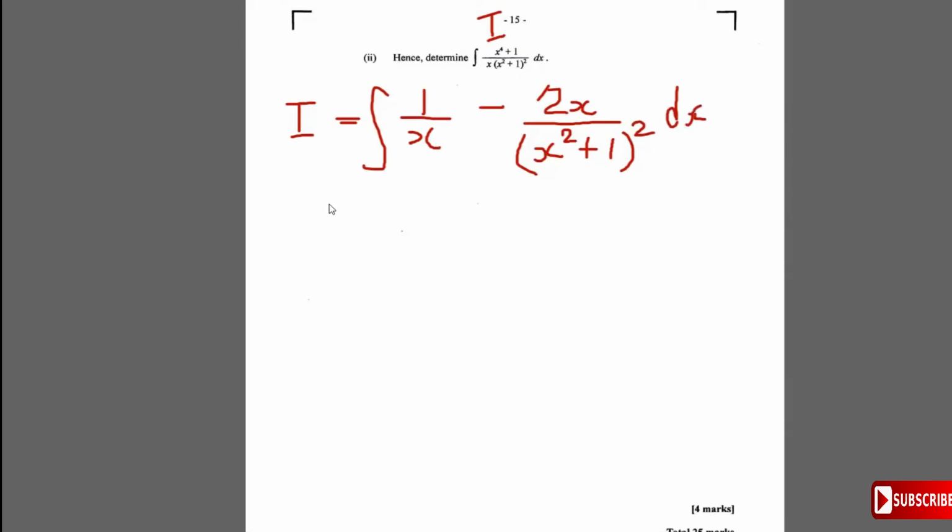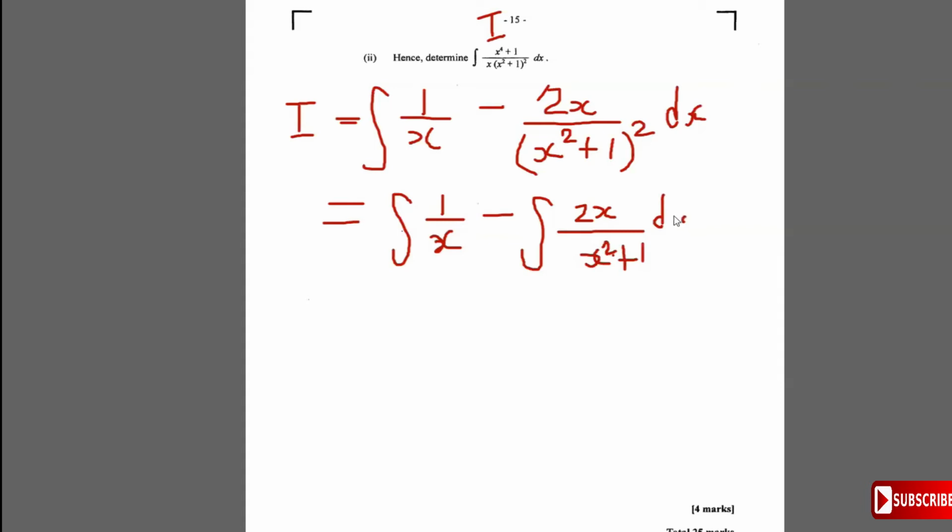Now, we can always break them up into two separate integrals to say we're integrating 1 over x minus, I know I left off my dx, I know, minus the integral of 2x over (x squared plus 1) all squared. Don't leave off your dx. I'm leaving off the dx, but you don't. So I just separate it now into the difference of two integrals.